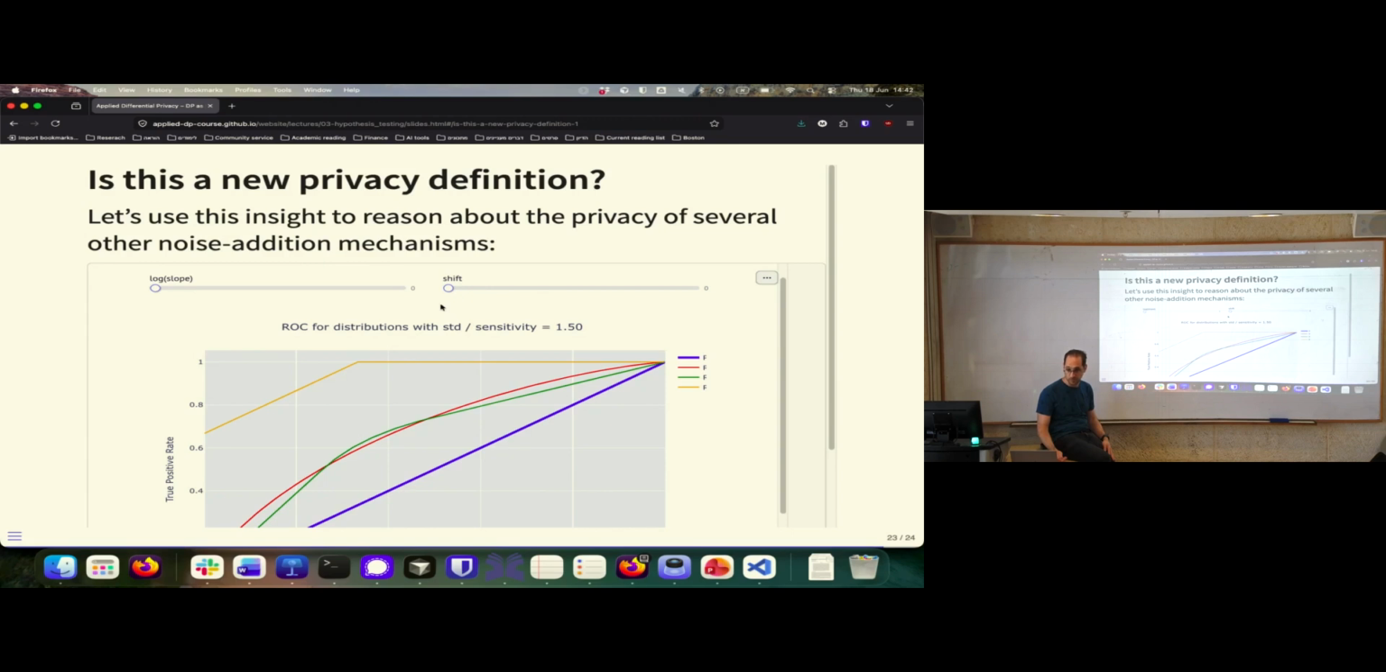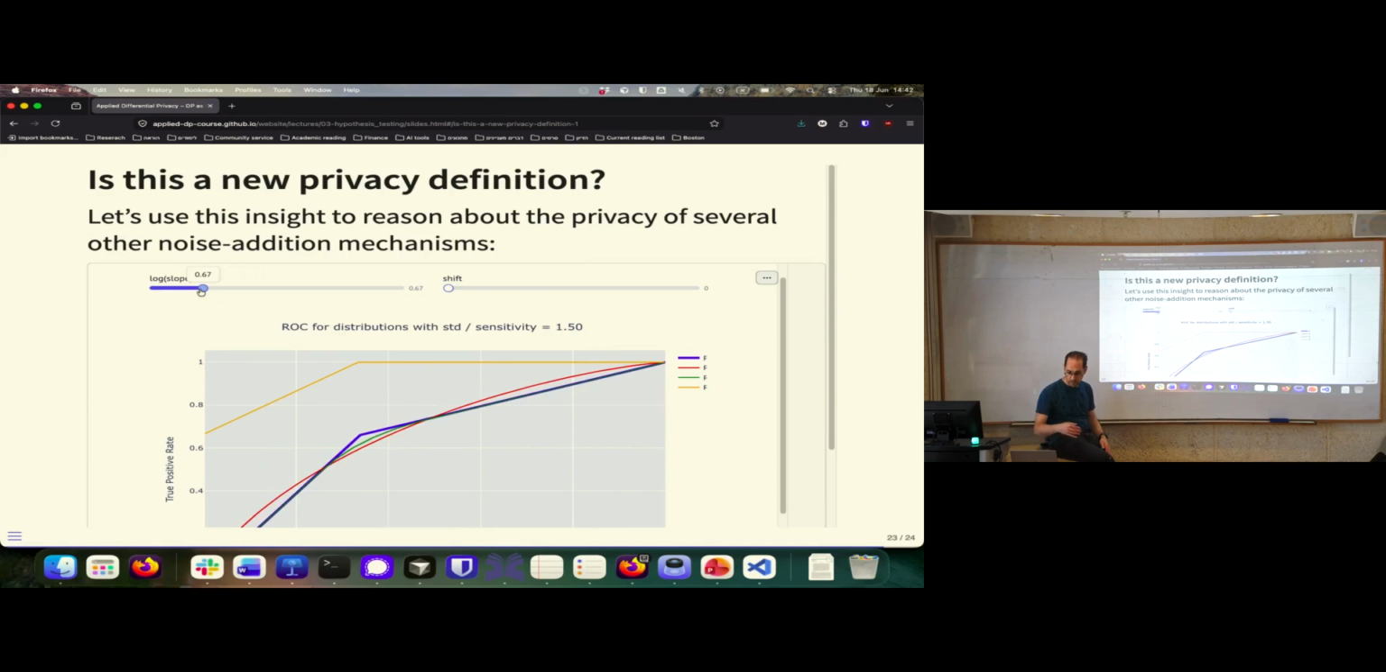Just keeping this at 0 and this I will change. So what kind of privacy is this? Is it one parameter? It has a name. This is pure DP, right? This is the pure DP family. Okay.